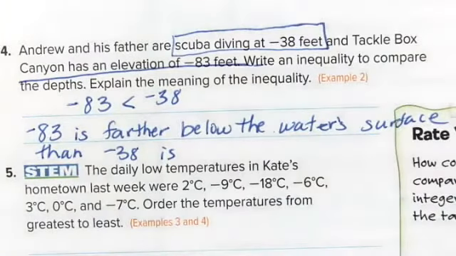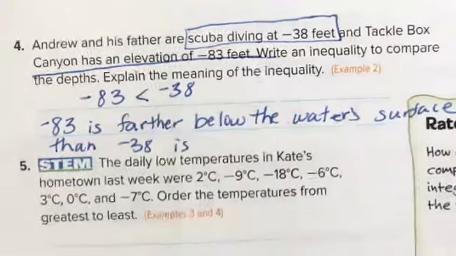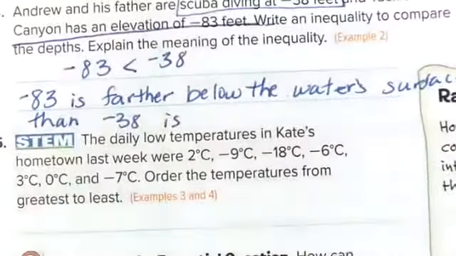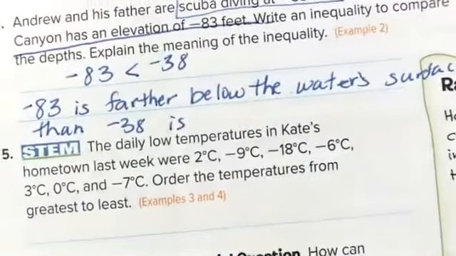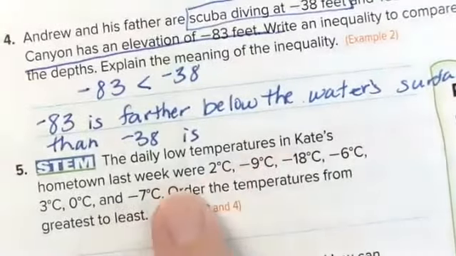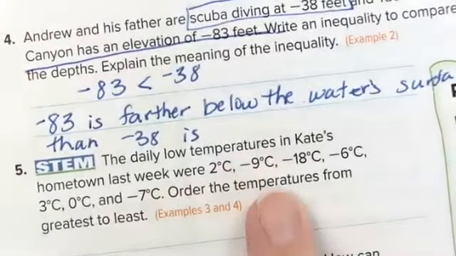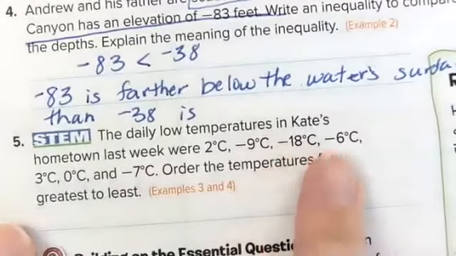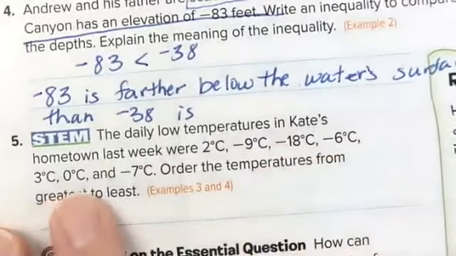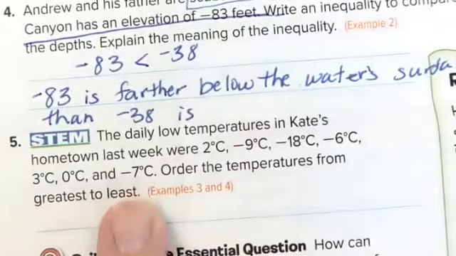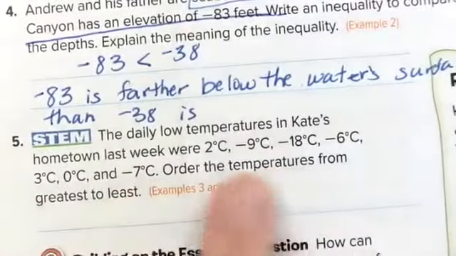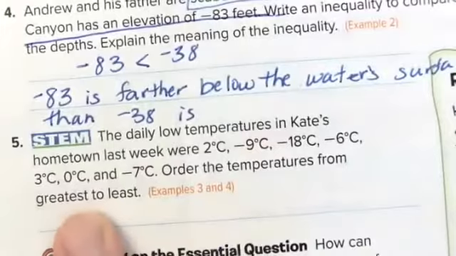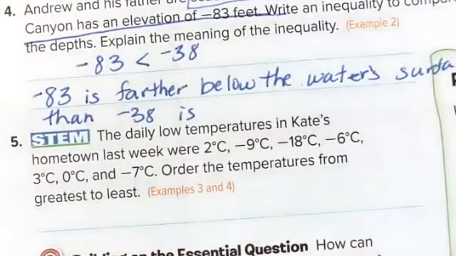Number 5, STEM. The daily low temperatures in Kate's hometown last week were 2 degrees Celsius, -9 degrees Celsius, -18, -6 degrees Celsius, 3 degrees Celsius, 0 degrees Celsius, and -7. Order the temperatures from greatest to least. Here we want greatest to least, so we want to have the highest temperature first.